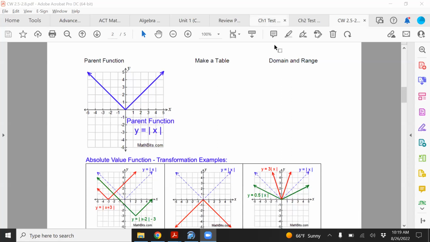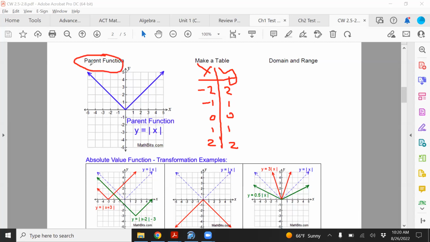So again, if I were to make a quick table, I'll go easy numbers. I know you guys showed some pretty wacky numbers, but if I were to do like -2, -1, 0, 1, 2, I would get 2, 1, 0, 1, 2. And there's your graph. And we call it the parent function because it's the most basic. It's the most basic graph you can make for absolute x.